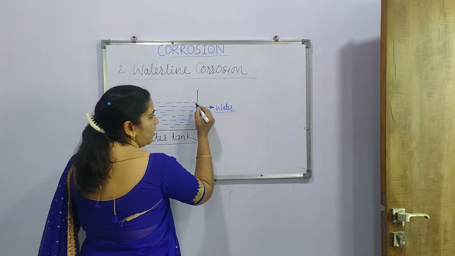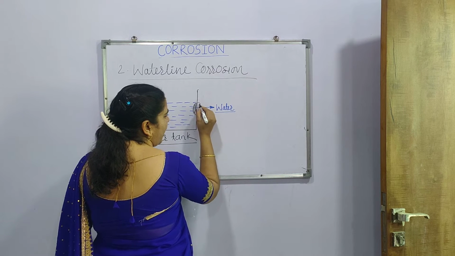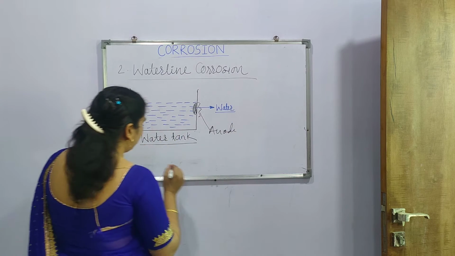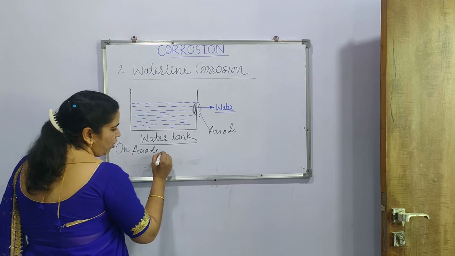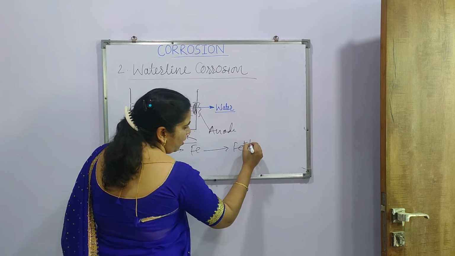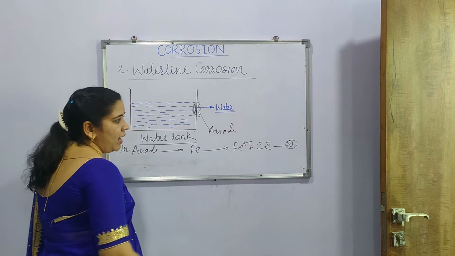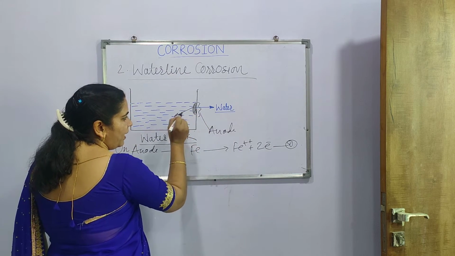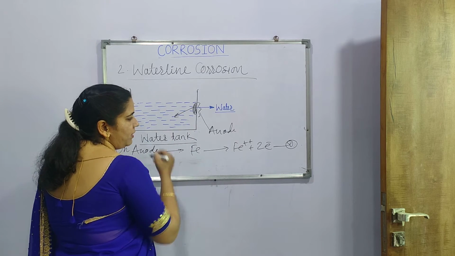In this case, the portion just below the level of water will act as an anode. We know that on the anode there is always a reaction of oxidation, meaning Fe gives Fe2+ ions plus 2 electrons. This is the oxidation reaction, and these 2 electrons evolved by Fe are accepted by the oxygen which is present in this medium.